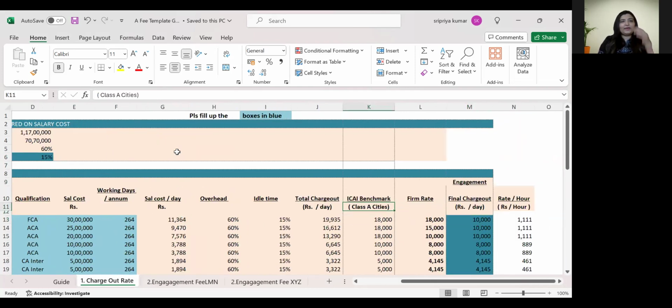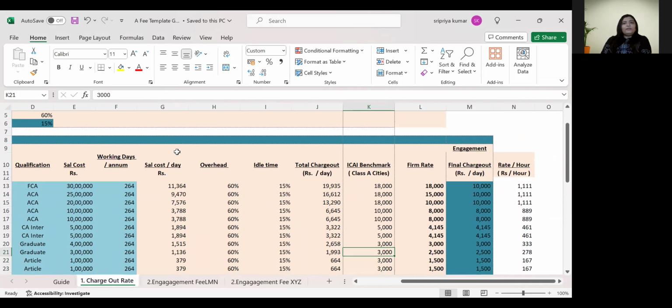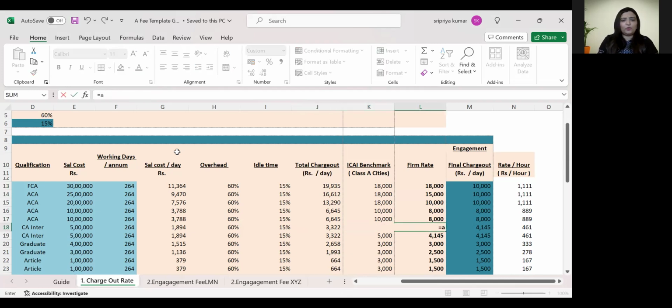Now, I have taken the ICAI slab rates for Class A cities. So this template you save for every client where you're giving a proposal. File, save as XYZ Limited. Then you arrive at a firm rate. So you can arrive at whatever you want. So for example, I have taken the firm rate at an average here. So you can use whatever you want.